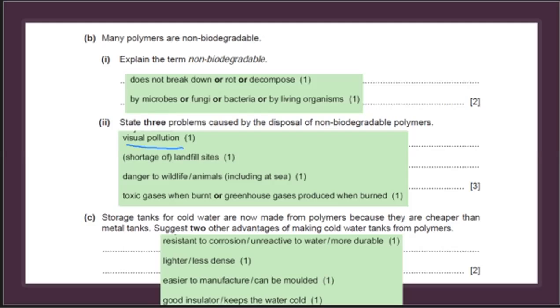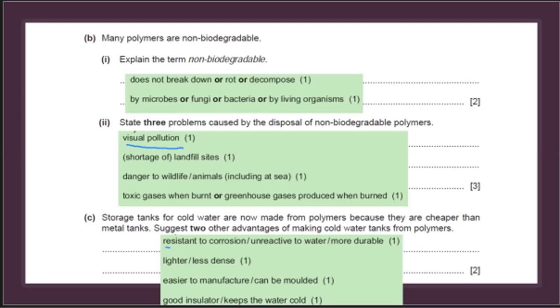Part C. Storage tanks for cold water are now made from polymers because they are cheaper than metal tanks. Suggest 2 other advantages of making cold water tanks from polymers.